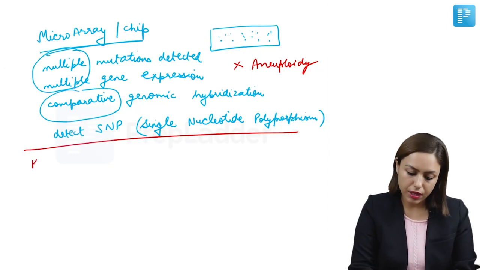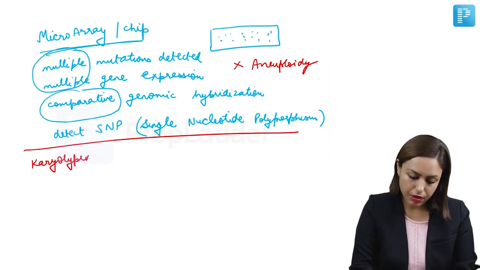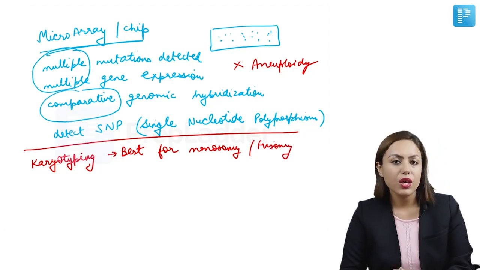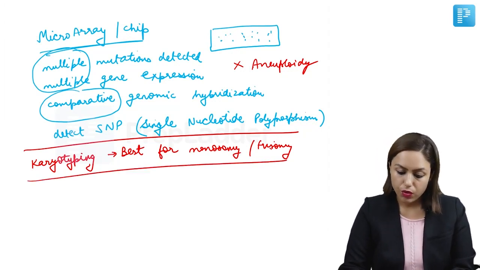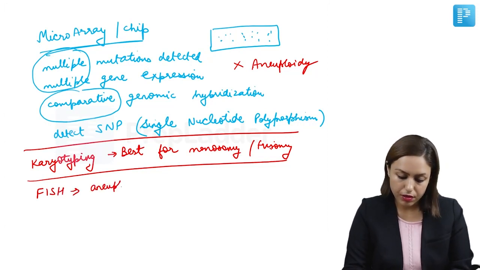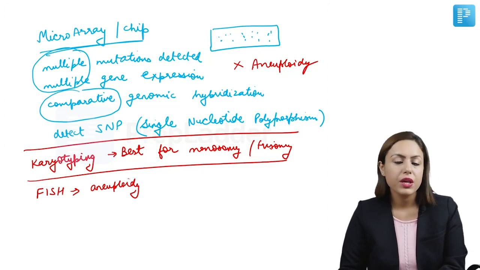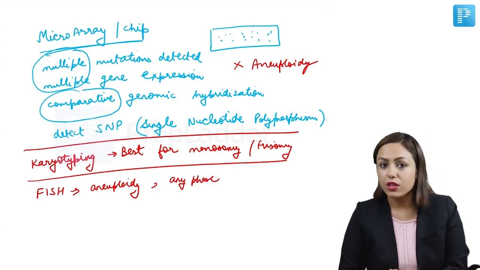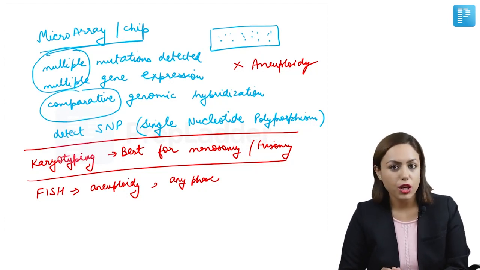So our next technique is karyotyping. Karyotyping is best for detection of monosomy and trisomy. Okay, but karyotyping can be done only in metaphase arrest, right? So the next technique, FISH, can detect aneuploidy. It is even better than karyotyping. It can detect aneuploidy and it can be done in any phase of the cell cycle, right? But if they ask you the best technique for aneuploidy, that is karyotyping.